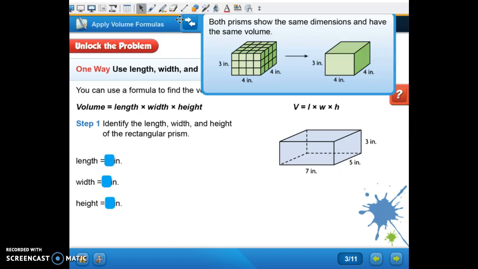Yeah. So what they've been doing with those little unit cubes is trying to get you to see that it's the space that's filled up that we're talking about. So in the second one, they've just drawn the three-dimensional figure. And yes, they are the same. They do take up the same amount of space.